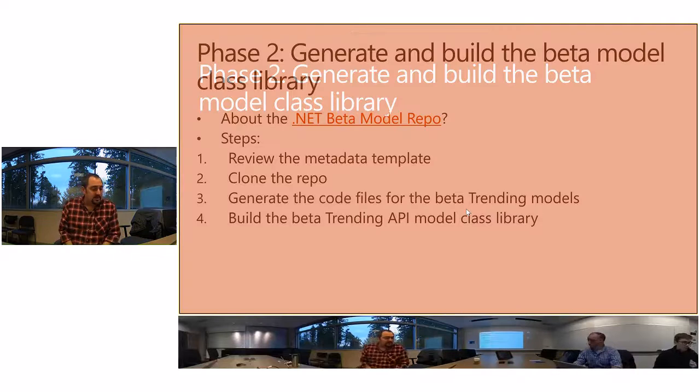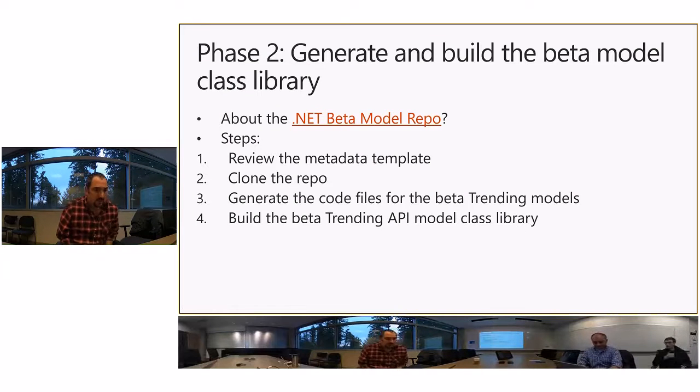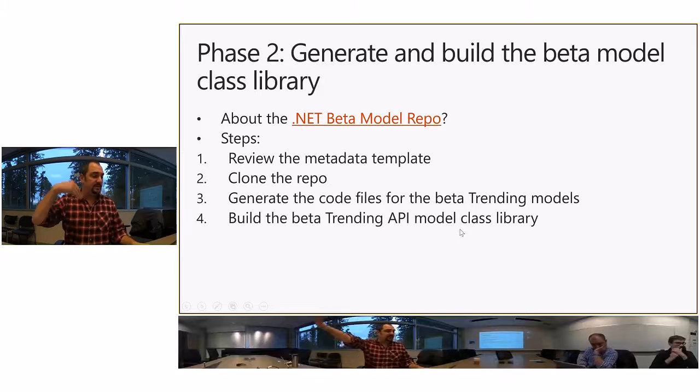Okay, so let's talk about this repo that we just cloned. This repo contains the metadata templates that I'm going to use to generate my trending API. So I'm going to talk about metadata for a little bit. It is also going to be where we're going to output the code files that we're going to generate. And so this solution has also been pre-populated with a reference to the .NET Client Library and also JSON.NET, which we are going to need to use because we have dependencies on those in our generated beta models.